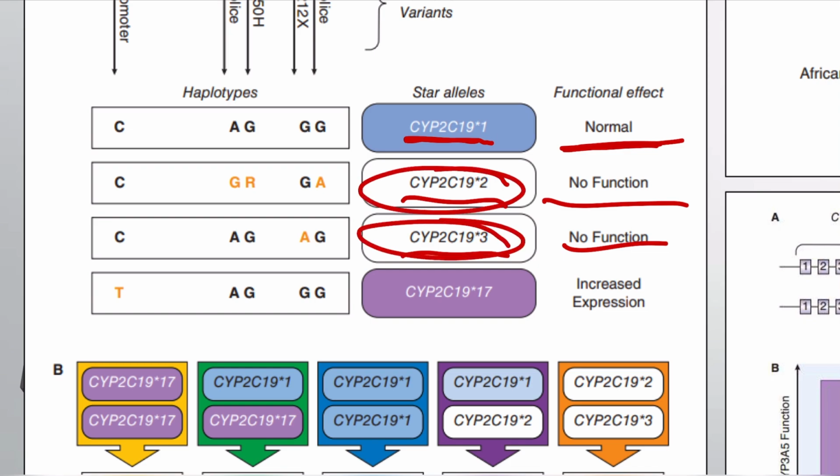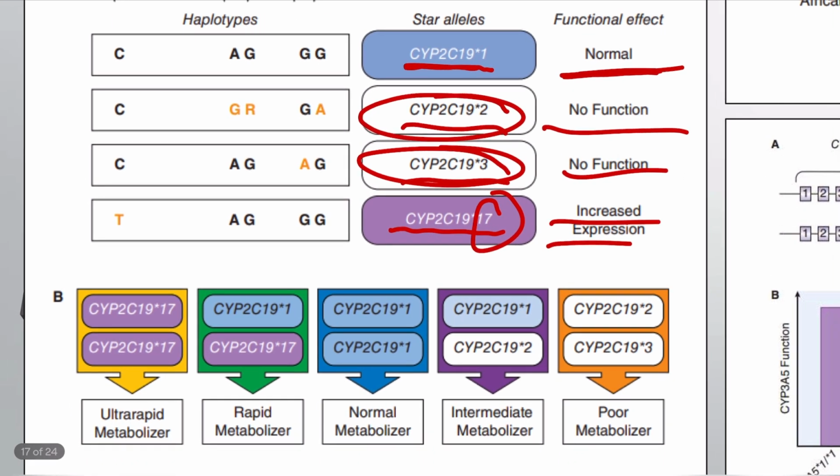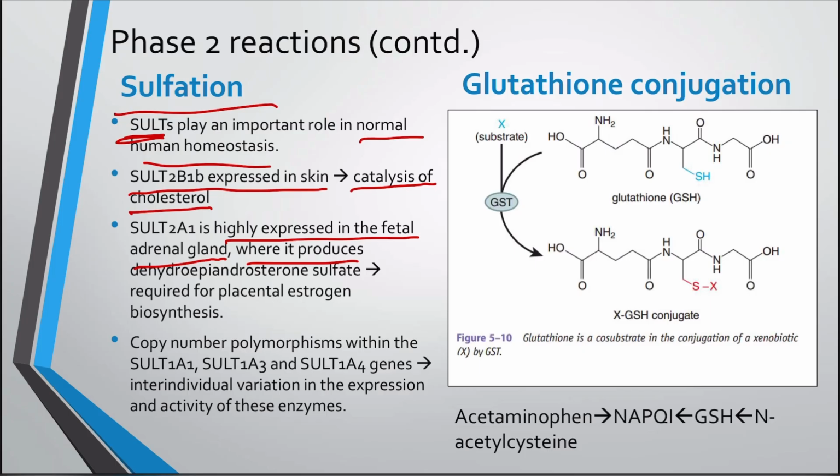Then we have CYP2C19 star 17. Here the mutation is represented by 17. If 17 is present, it will lead to increased expression of that particular gene, leading to formation of a more active metabolizing cytochrome enzyme. So we have different combinations. When we have a combination of CYP2C19 star 17, both alleles are responsible for increased expression. Then dehydroepiandrosterone sulfate, which is required for placental estrogen biosynthesis.